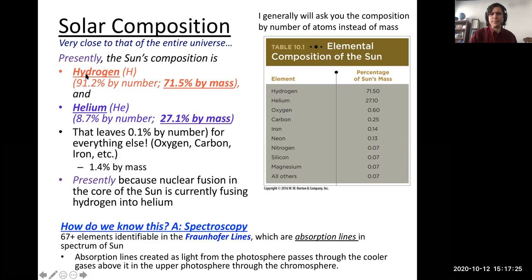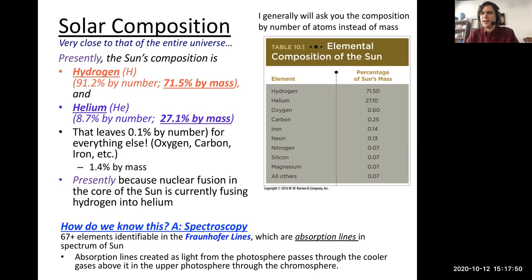And why did I say presently? Well, how is the sun powering itself? Nuclear fusion in its core. How does that work? Nuclear fusion is taking the hydrogen and turning it into helium, and in that process releasing a boatload of energy. So over time, the solar composition is changing. We're losing hydrogen as we convert it into helium.